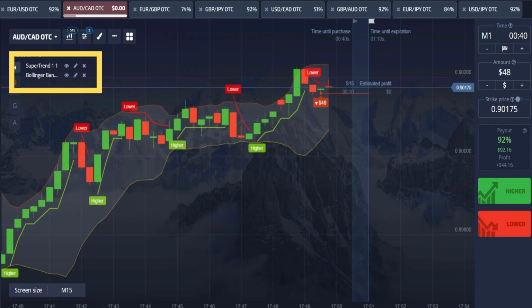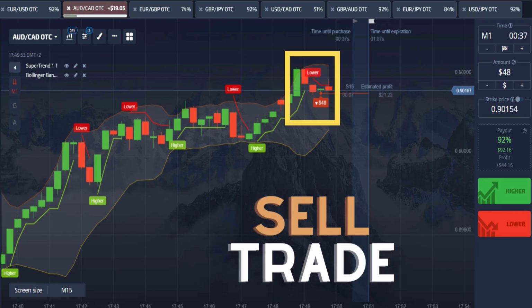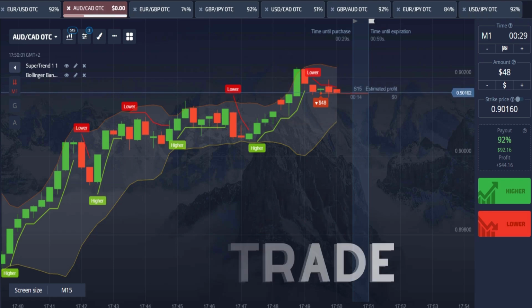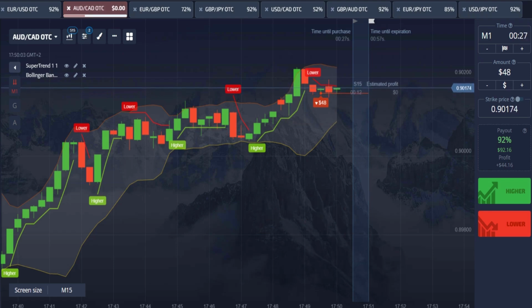Sell trade setup. Wait for a candle to close above the upper Bollinger Band line. After that, if you get a Supertrend sell signal, immediately take a 1-minute sell trade. Buy trade setup. Wait for a candle to close below the lower Bollinger Band line. After that, if you get a Supertrend buy signal, immediately take a 1-minute buy trade.